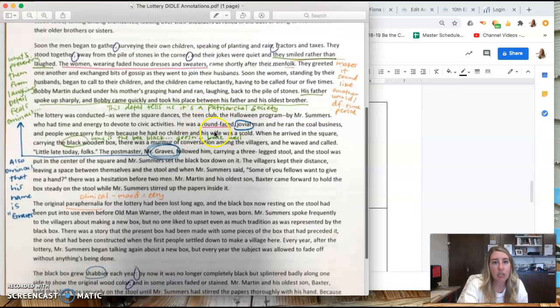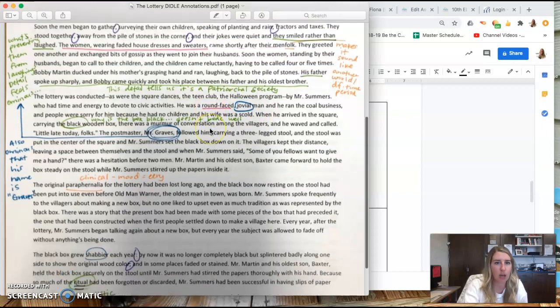We've got some imagery here. He was a round-faced, jovial man, and he ran the coal business. So we've got imagery plus diction.